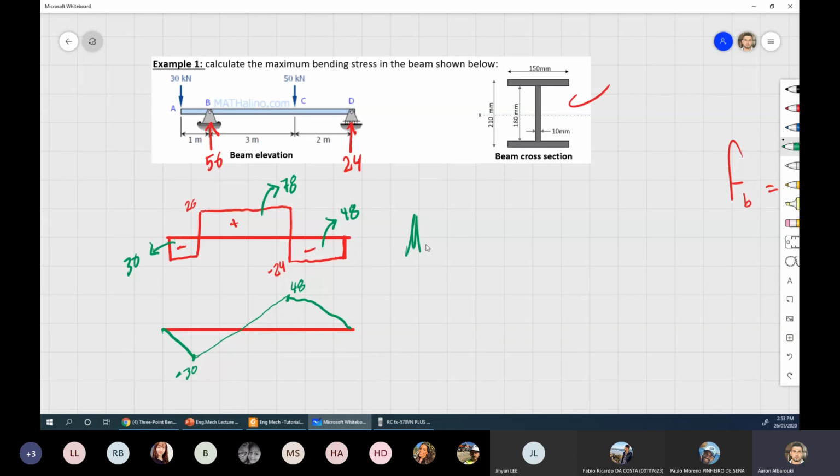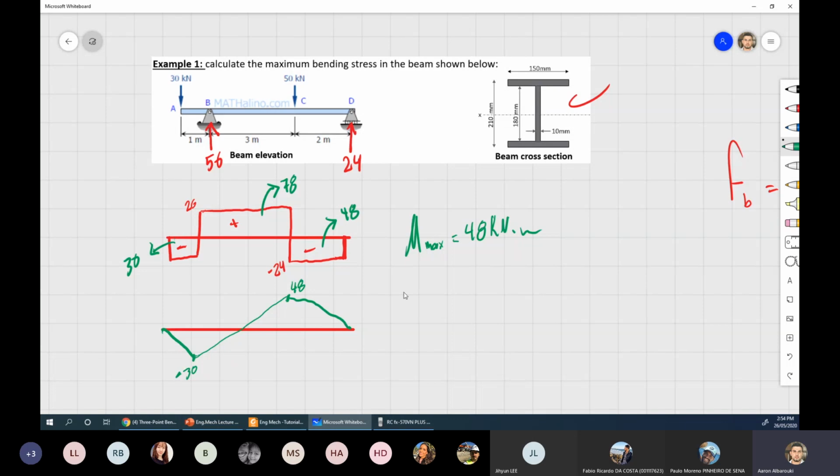So M max is 48 kilonewton meter. Okay, you guys, anyone will agree with this number? I've got the maximum bending moment 48 kilonewton meter.